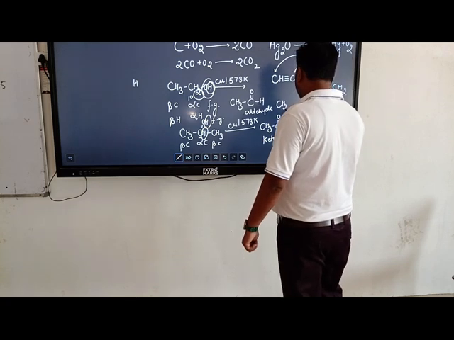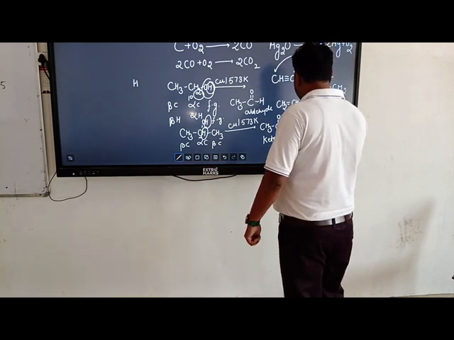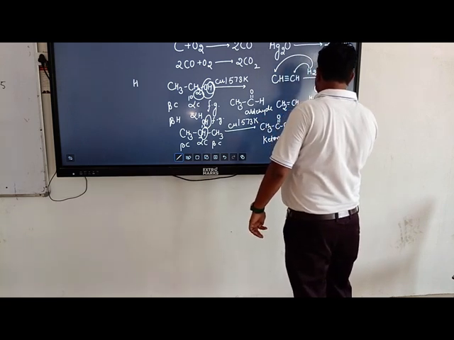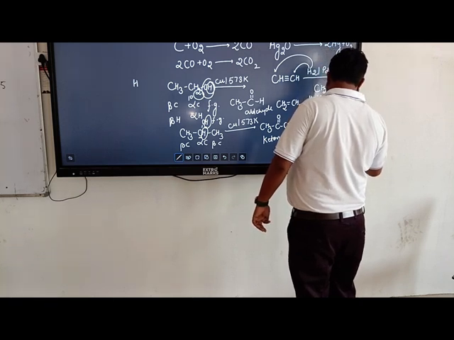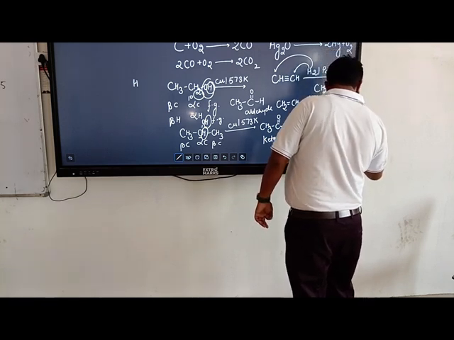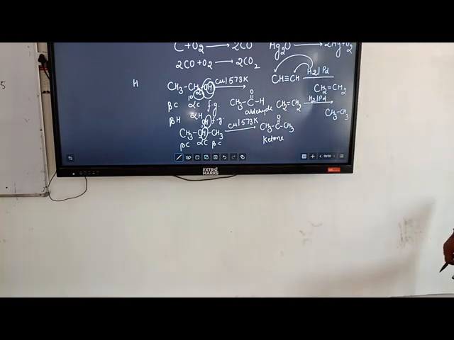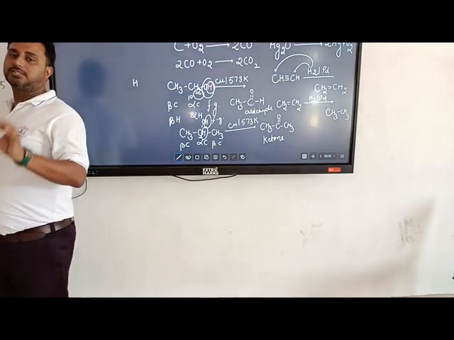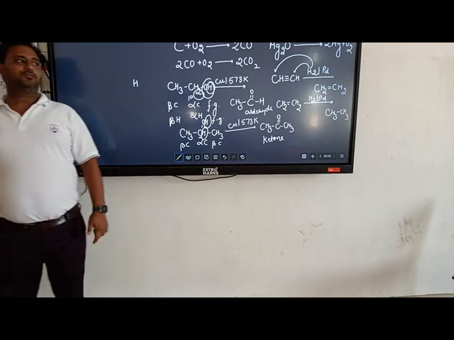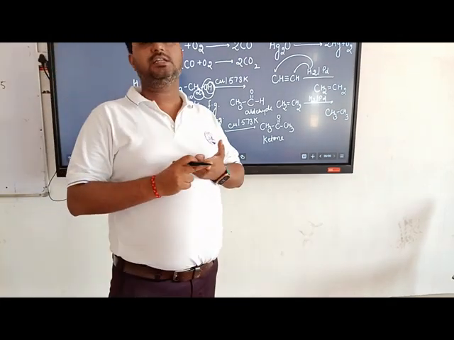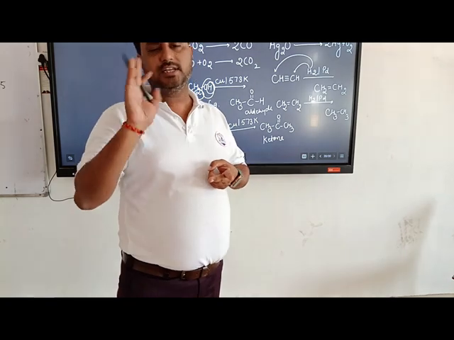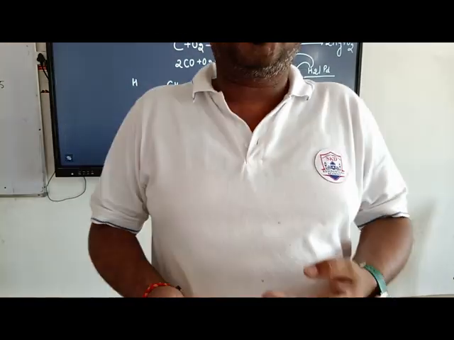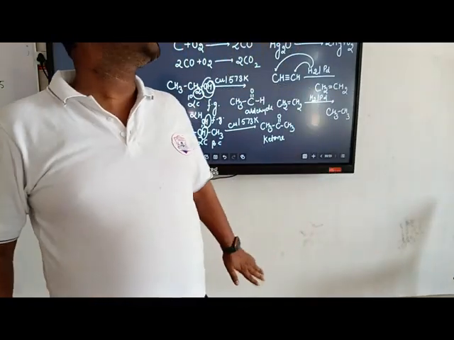Similarly, it is the CH2 double bond CH2, that is the alkene, and reduction of this alkene will give alkane. So it is the classification of oxidation and reduction on the basis of oxygen and hydrogen concept. Simply, let us do a revision once. According to the oxygen concept, addition of oxygen is oxidation and removal of oxygen is reduction. And according to hydrogen concept, removal of hydrogen is oxidation and addition of hydrogen is termed as reduction.